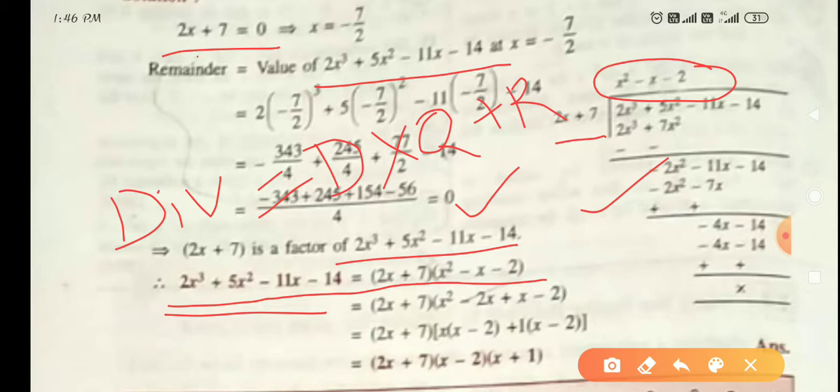Now the divisor is already given, 2x plus 7, multiplied by the quotient, plus the remainder, which is 0, so there is no need to write the remainder. So by using the division algorithm I have written this. After this, 2x plus 7 will be the same, and this is a quadratic polynomial, x square minus x minus 2. In classes 8 and 9 you have studied how to factorize a quadratic polynomial. So by the splitting method or the factorization method you can factorize it.